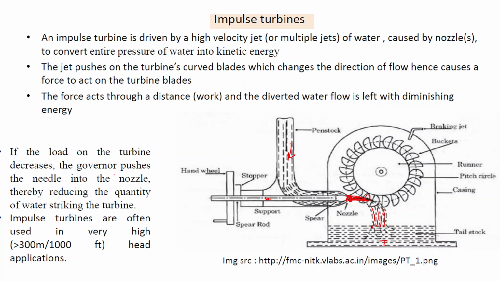If the load on the turbine decreases, the governor pushes the needle, so this is the needle, this is the governor here, it pushes the needle into it and thereby reduces the quantity of water flowing to the turbine. Impulse turbines are often used in very high head applications. So where there is very high head, these kinds of turbines are used.